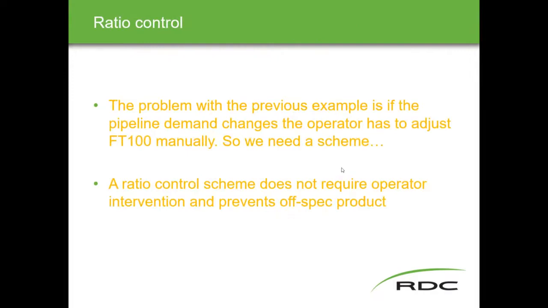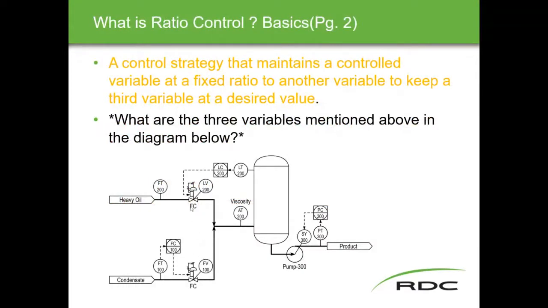Okay, so the problem with that previous example is if the pipeline demand changes, the operator is going to have to adjust that flow transmitter 100 manually. So let's just go back to this and look at it. You see there's no connection here between this flow transmitter, this flow controller, the level transmitter, or the level controller. Nothing's going on here. So if this is plugging along at 500 cubes an hour and we increase it to 1,000 cubes an hour, well, this has no idea about it. So the operator is going to have to come over here and increase that in order to meet up with the flow.